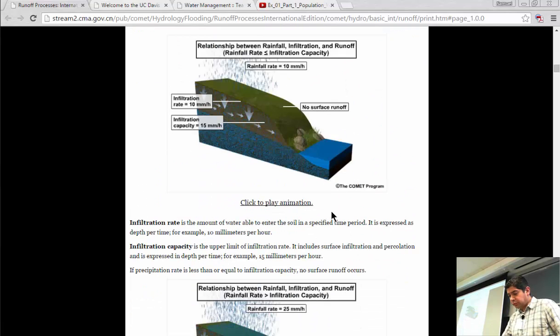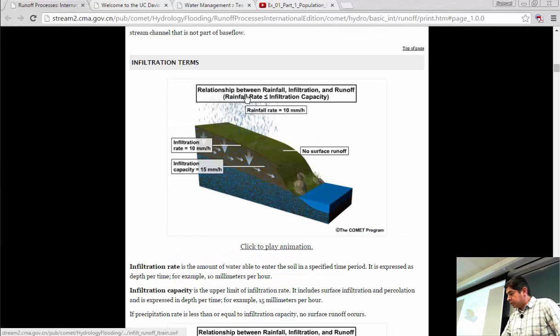Okay, now here I want to compare two things. One is the rainfall rate and the other one is the infiltration capacity. Two concepts that I just told you. The rainfall rate is how much precipitation is falling at a specific time. Let's say it is raining, just for the sake of having easy numbers, 1 inch an hour. So that's how it's raining.